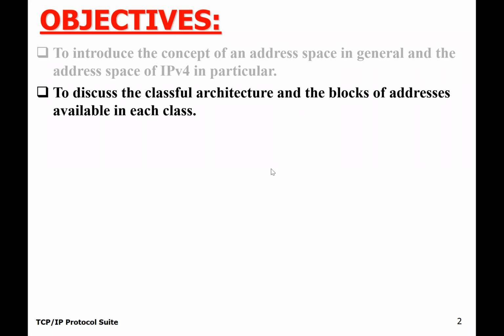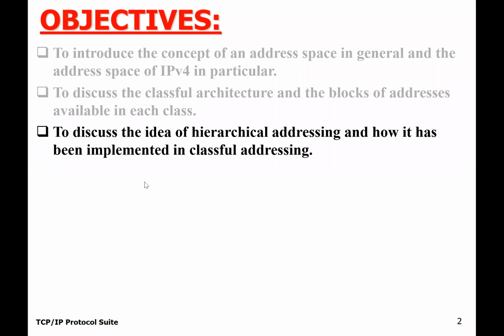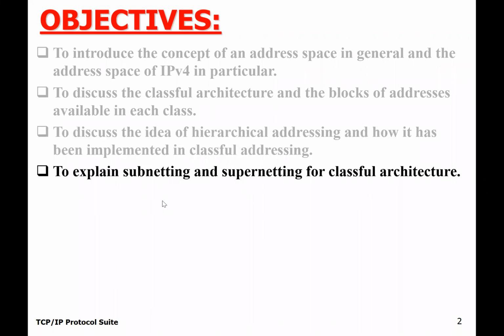Then we'll discuss something called classful IP addresses. And at the end of the chapter, we will discuss the classless IP addresses, and we'll see what's the difference and why we are using classless addresses now. Then we'll discuss the idea of hierarchical addressing. I will show you what we mean by that. Then I will explain subnetting and supernetting. That's a very important concept. We will see what's the difference and why we need the subnet and why we need the supernet.